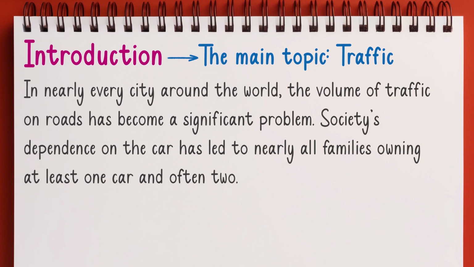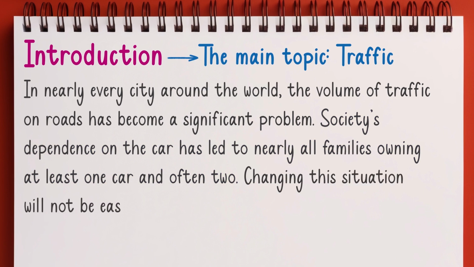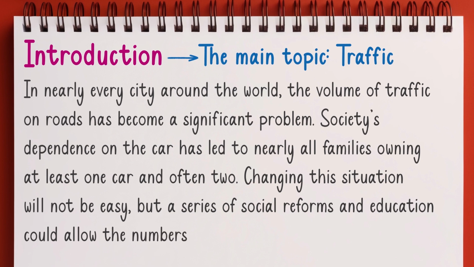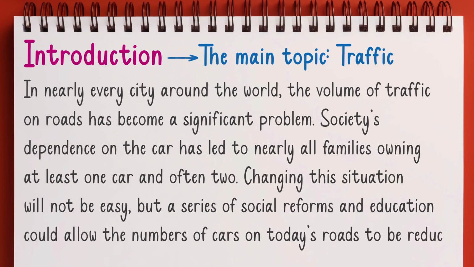Now, here we have thesis statement. In thesis statement, as we worked before, you should talk about your plan, what you're going to write in your main body paragraphs. Now, this is a very good thesis statement. Changing this situation will not be easy, but a series of social reforms, which is related to our first main body paragraph, and education, and this education refers to second body paragraph, which is what individuals can do, right, could allow the numbers of cars on today's roads to be reduced.